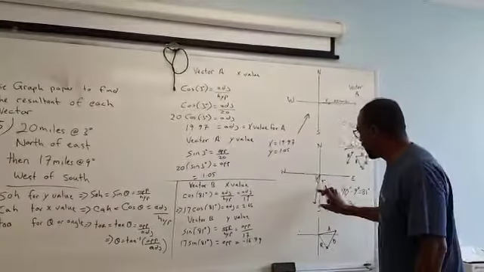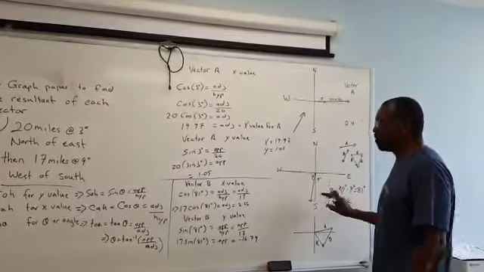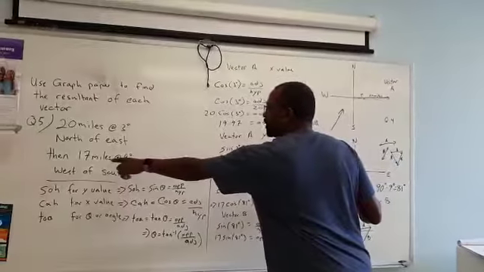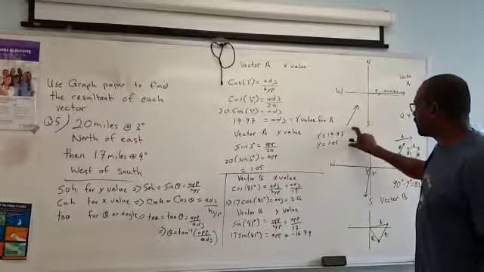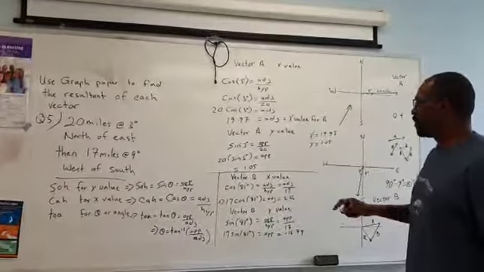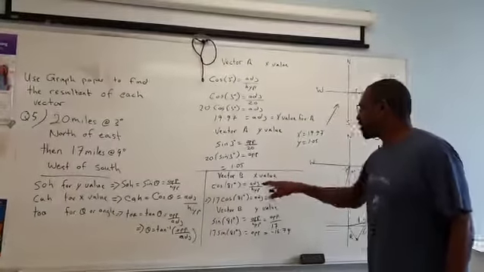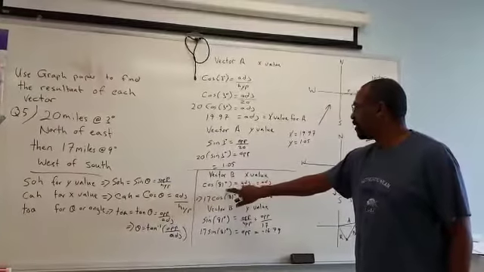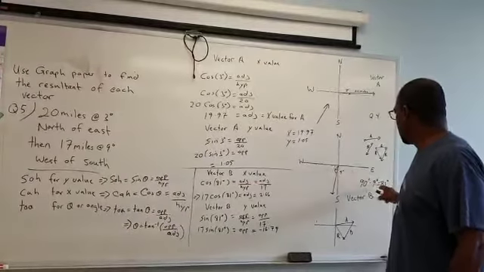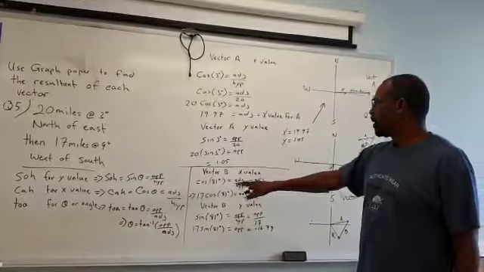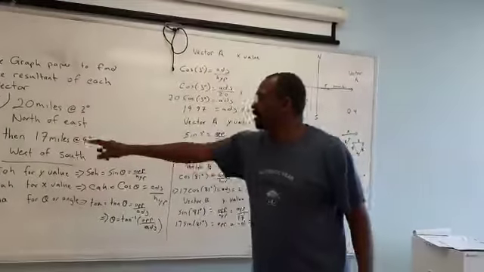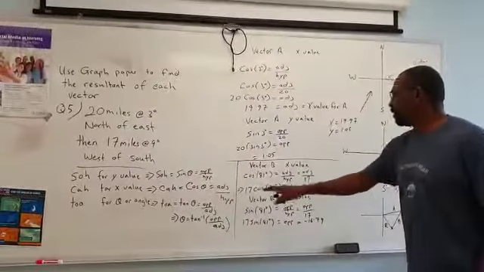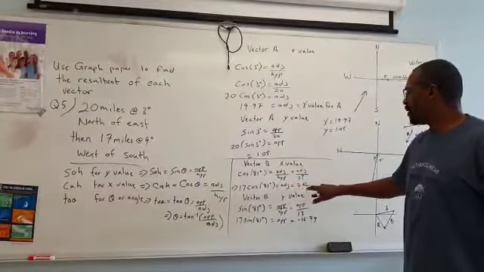We have to find the x and y values of the second vector, which is 17 miles at 9 degrees west of south. And once we find both vectors, then we add the two. So for vector B, the x value, the cosine of 81 degrees is adjacent over hypotenuse. We know that the hypotenuse is 17. So 17 times cosine of 81 is equal to 2.66.